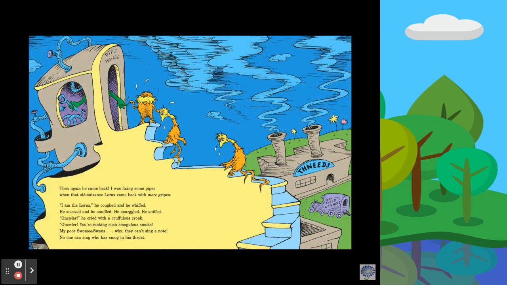Then again he came back. I was fixing some pipes, when that old nuisance Lorax came back with more gripes. "I am the Lorax," he coughed and whiffed. He sneezed and he snuffled. He snargled. He sniffed. "Onceler!" he cried with a cruffulous croak. "Onceler! You're making such smogulous smoke! My poor swummy swans! Why, they can't sing a note! No one can sing who has smog in his throat."